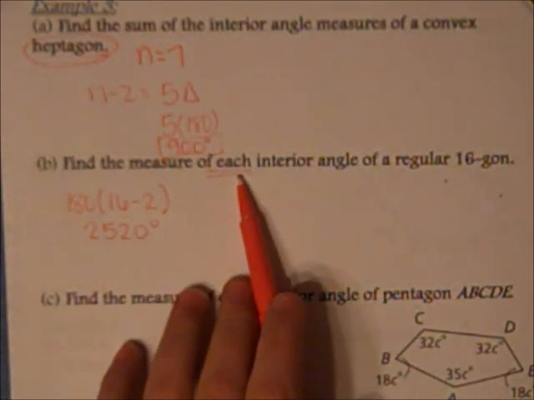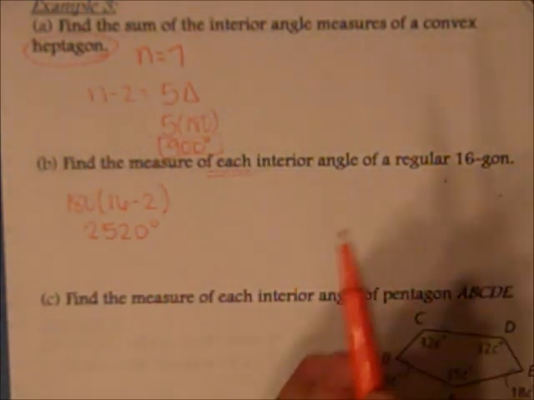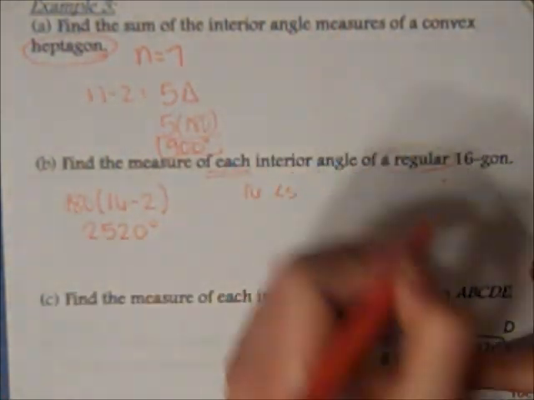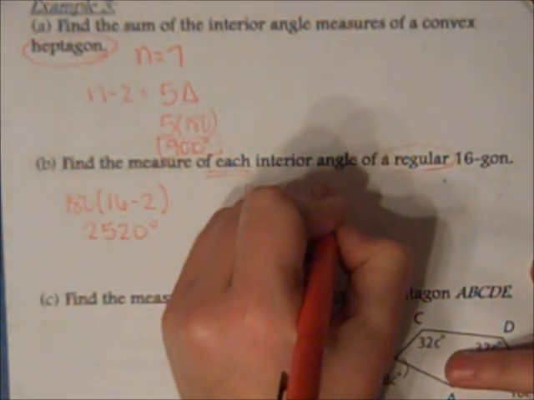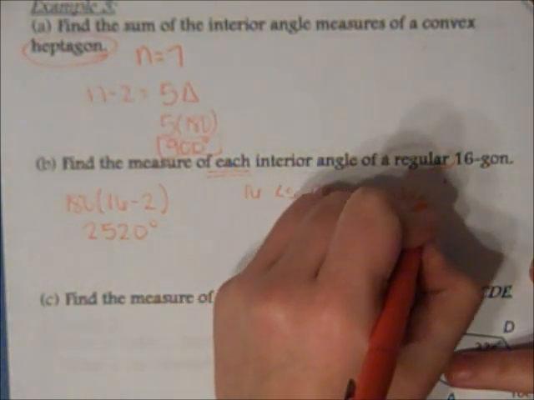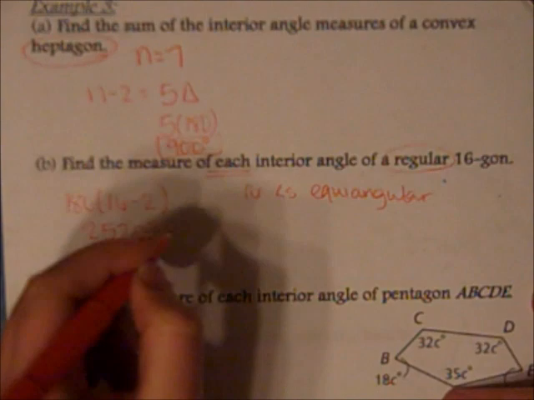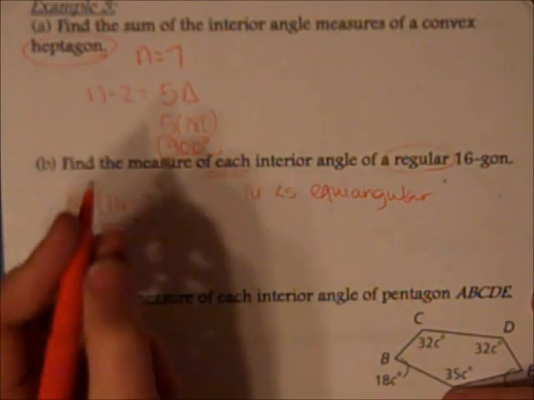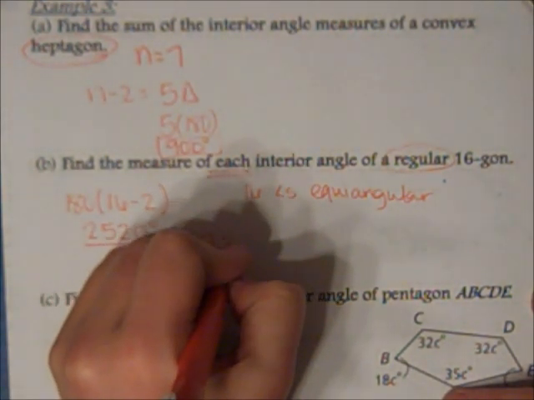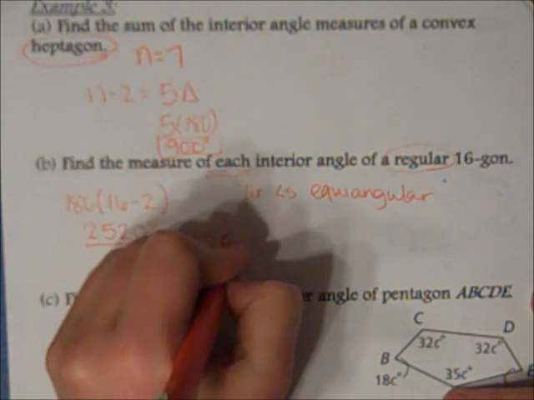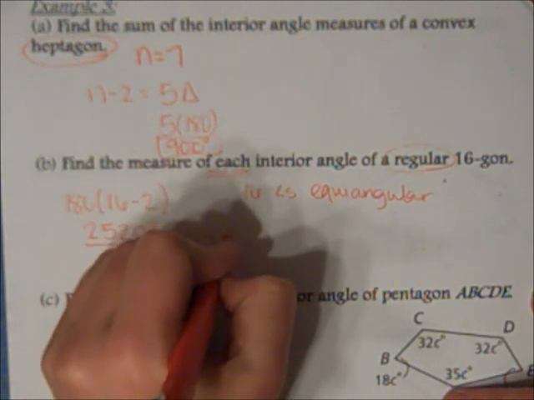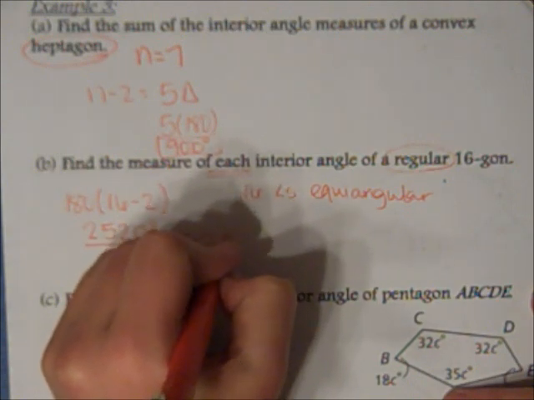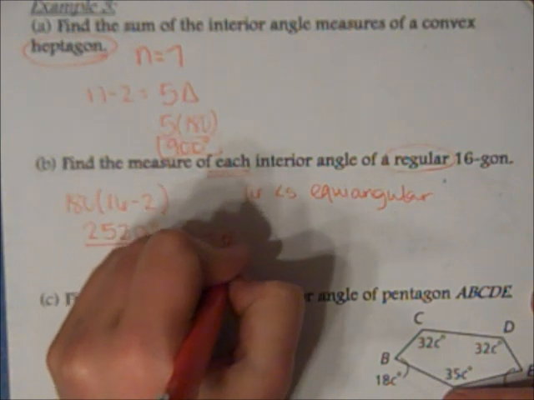But I want to know about each angle. So we know if it has 16 sides, that means it has 16 angles in it. And if it is a regular 16-gon, then it's got to be equiangular. So each of those angles has to be the exact same measure. So I can just take this and divide it by 16. And I know that each of those individual angles is 157.5 degrees. They all have to add up to 2,520. They all have to be the same because it's equiangular, so they're each going to be that much.